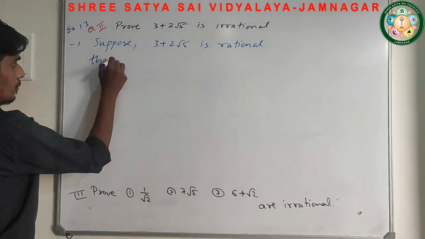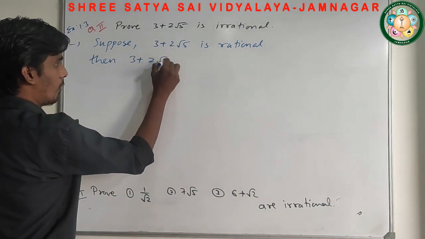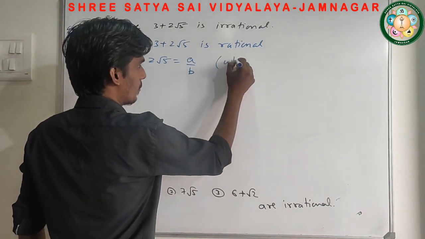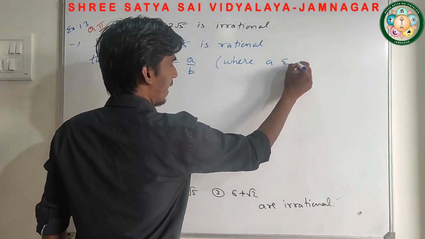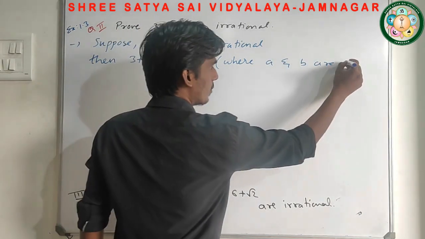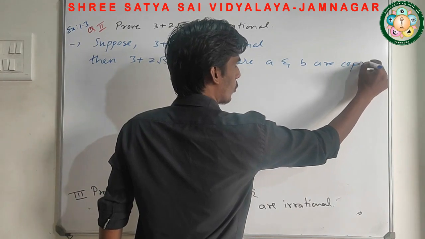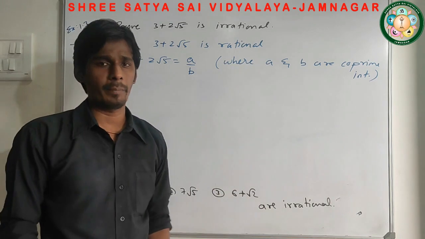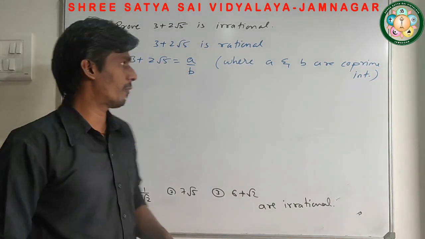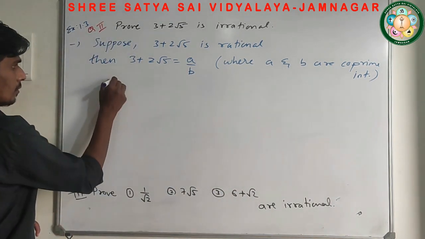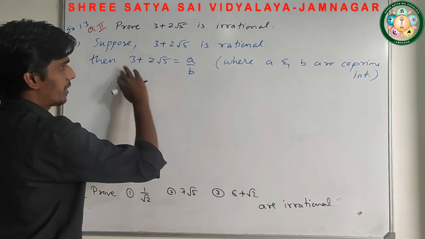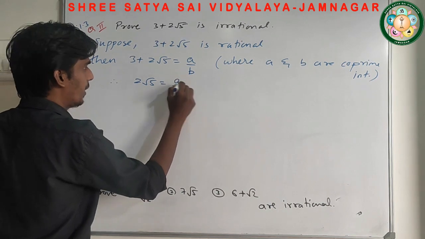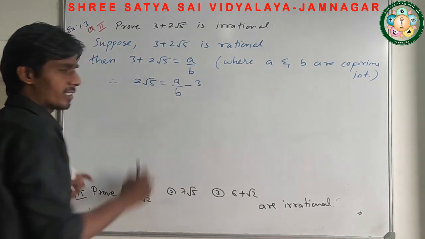Then 3 plus 2 root 5 equals to what? A upon B, where A and B are what? Co-prime integer. Where A and B are co-prime integer, means they don't have any common factor. Now, therefore, if I take this 3 over this side, it becomes 2 root 5 equals to A upon B. 3 इधर आएगा तो minus 3.